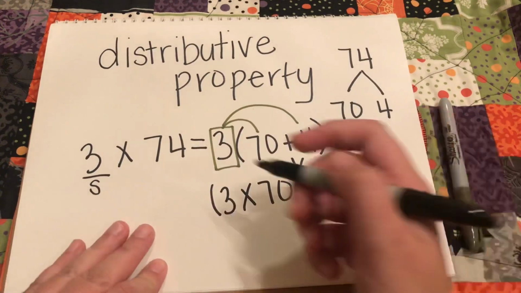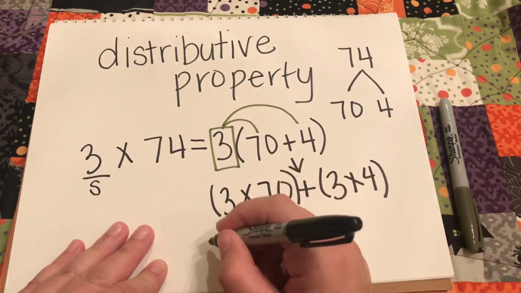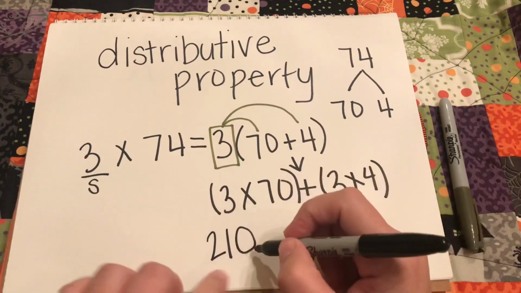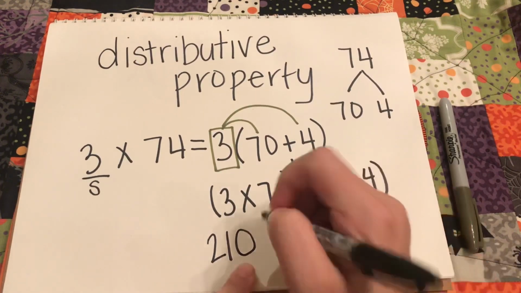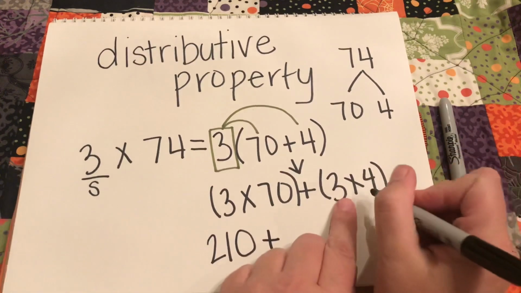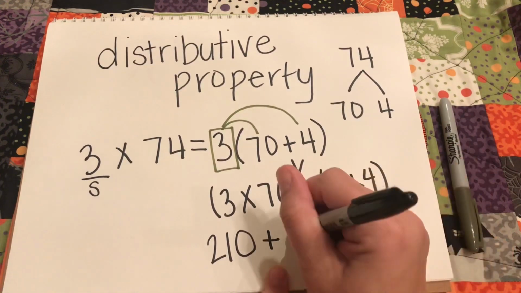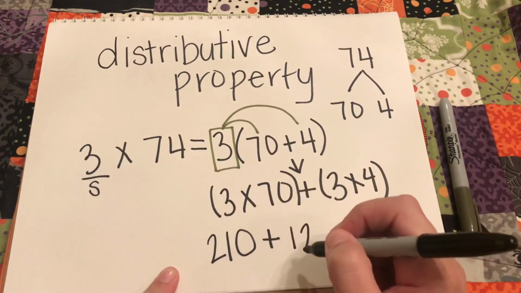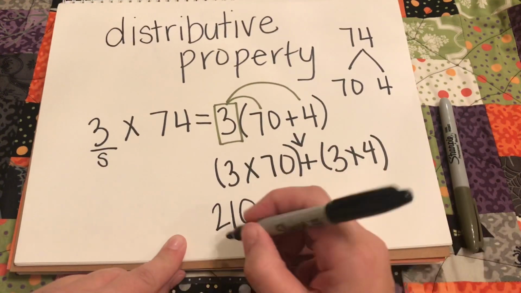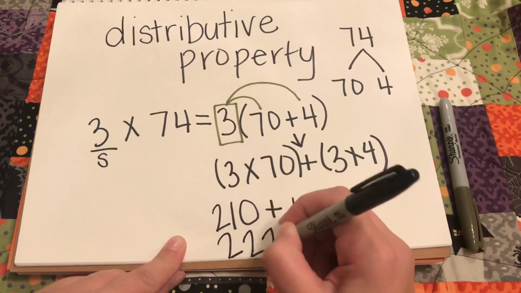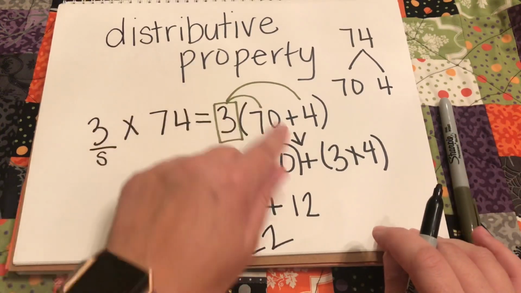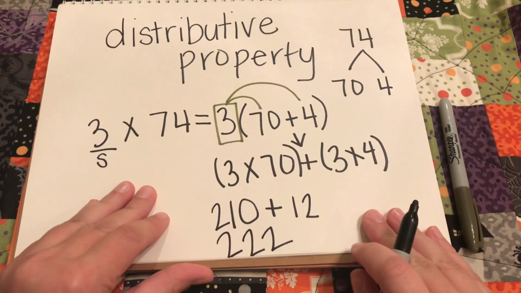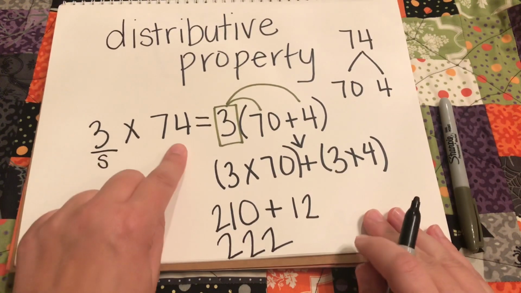3 times 7 is 21. And I'm multiplying by a 70, so I add a 0 in the ones place. And now I multiply 3 times 4, which is a 12. To finish my equation, I add them together, and I get 222. I have now used the distributive property for multiplication in the algebraic method to show what 3 times 74 is.